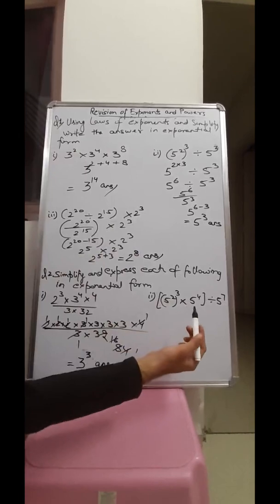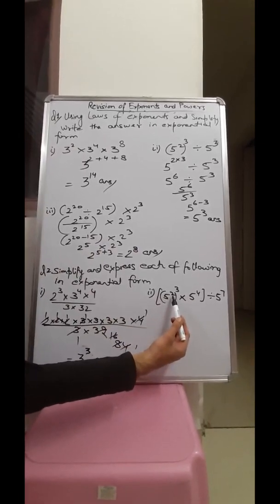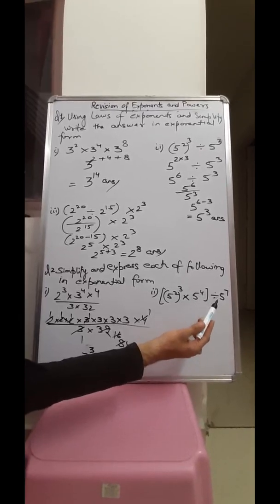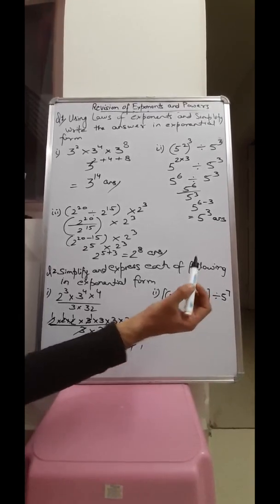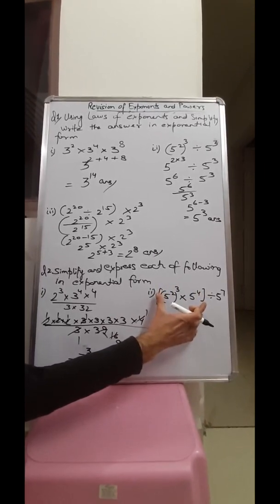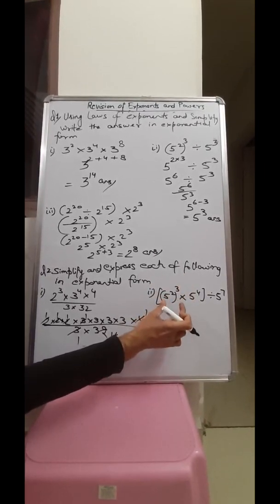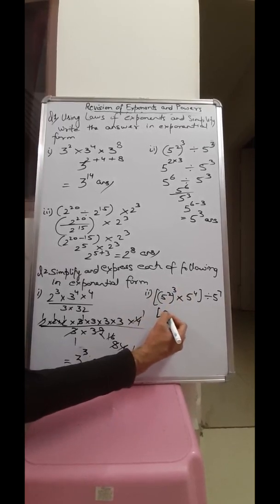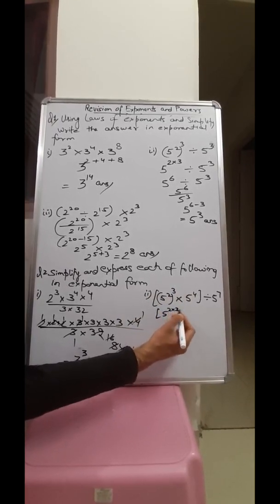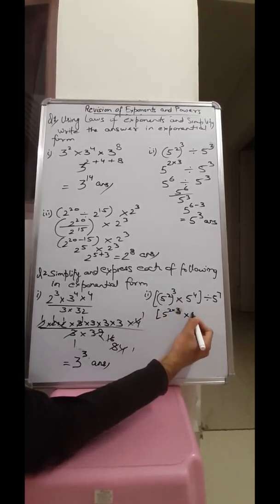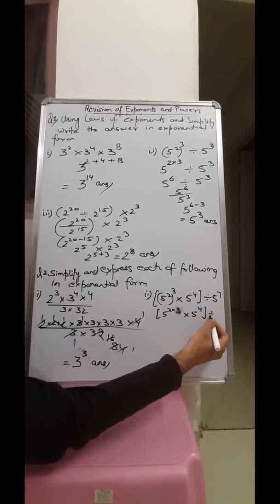Now the second part is, in bracket, 5 raised to power 2 whole raised to power 3 multiply 5 raised to power 4, bracket close, divide by 5 raised to power 7. Here again we are going to solve the bracket first. Inside the bracket there is also a small bracket, so first solve the small bracket. When you open the bracket, the powers always get multiplied.